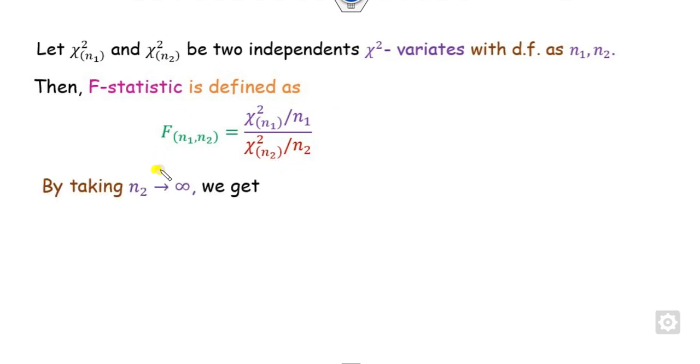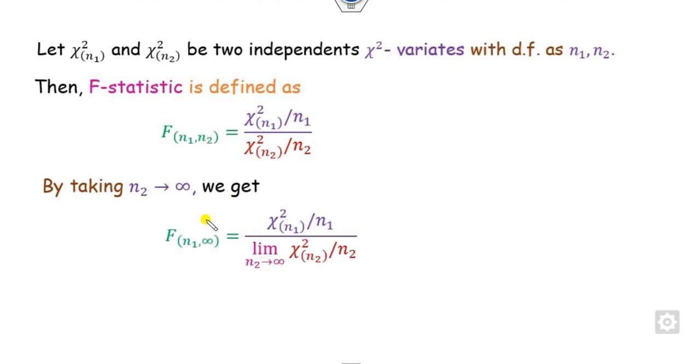Now by setting n2 as infinity, what is the meaning of that? This part will be my infinity, you can see here. This part is independent of the n1, so this is as such, and now here.